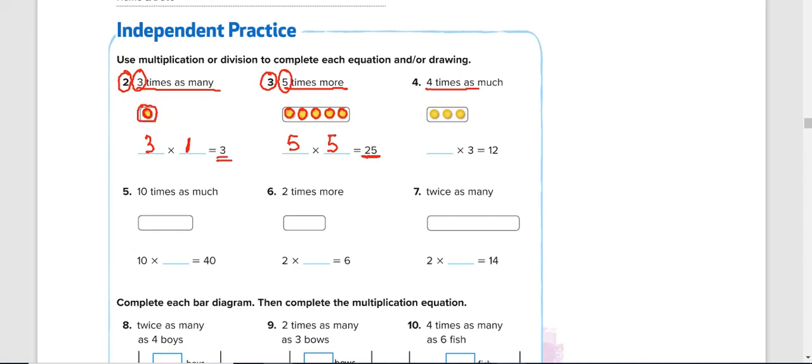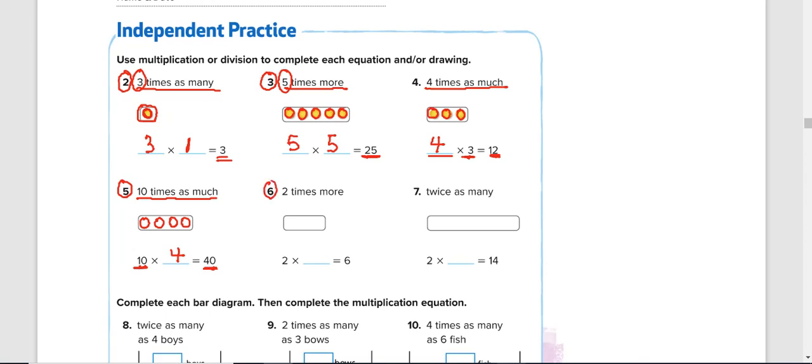4 times as much as this. We count this 1, 2, 3. So this is 3. It is 4 times as much. 4 times 3, 12. Number 5. 10 times as much. But this time around, be careful. We have the answer to be 40, and 10 is already here. What will you multiply by 10 to give you 40? So the number of counts we should have here should be 4. Then 10 times 4 is 40.